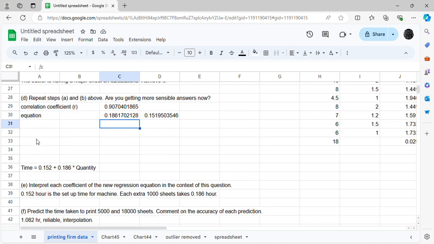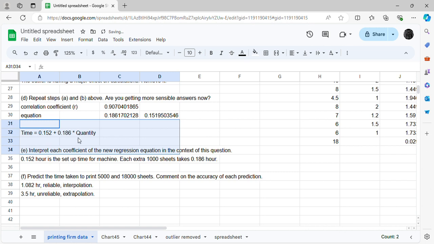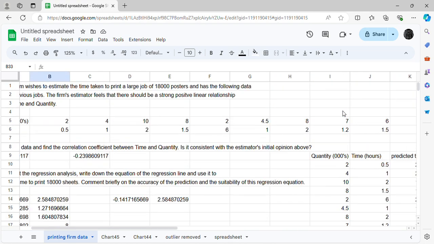So the regression equation is time equals 0.152 plus 0.186 times quantity. We have rounded the coefficient values to 3 decimal places. The quantity is in thousands and the time is in hours. So we use this to calculate the predicted values.